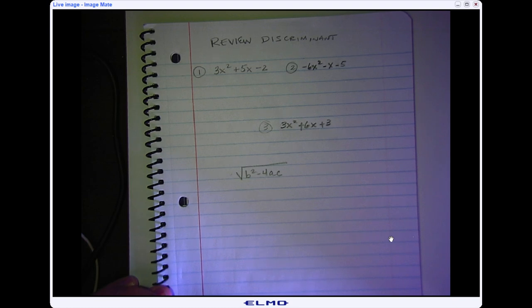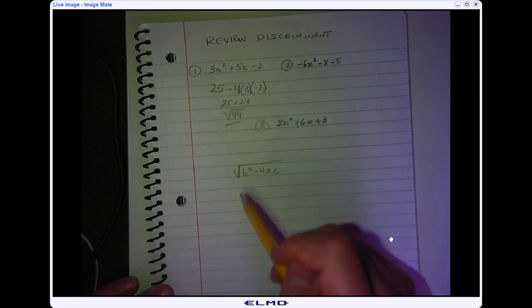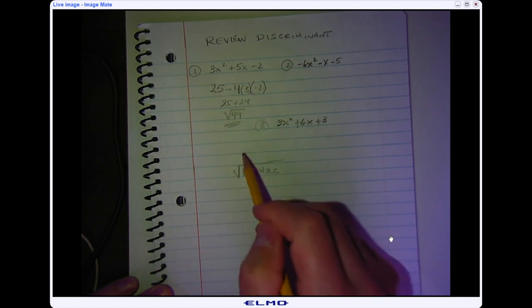So for example, if I do this one, b squared in this case, 5 squared is 25, minus 4 times my a, which is 3, times my c, which is negative 2. Well, negative 4 times 3 is negative 12 times negative 2 is 24. So 25 plus 24. So the inside is 49. So I know I'm going to have two solutions, which means I'm going to have two x-intercepts.